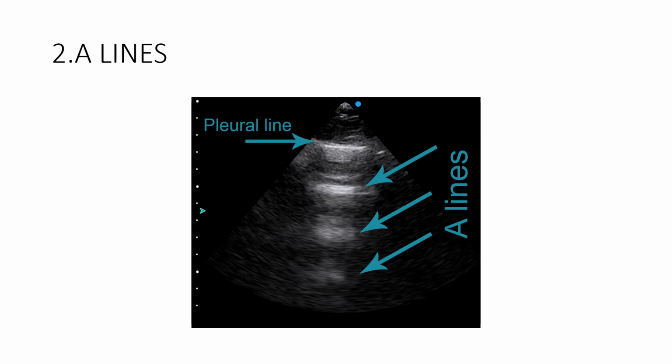Now the A lines. These are reverberation artifacts of the pleura. This is the pleural line. So the reverberation artifacts of the pleural line can be seen as A lines. This is also a normal sign.